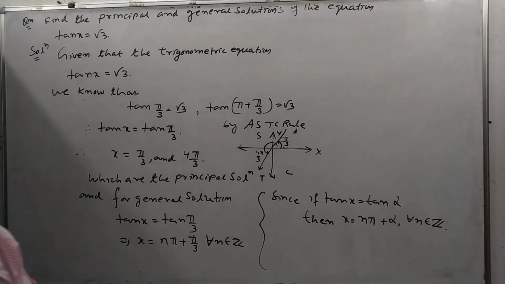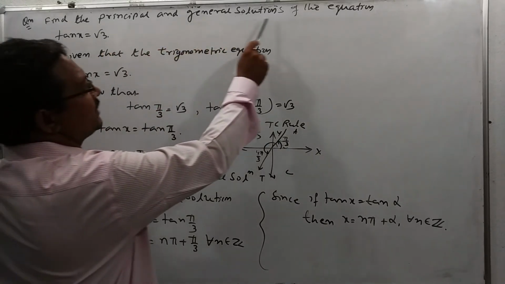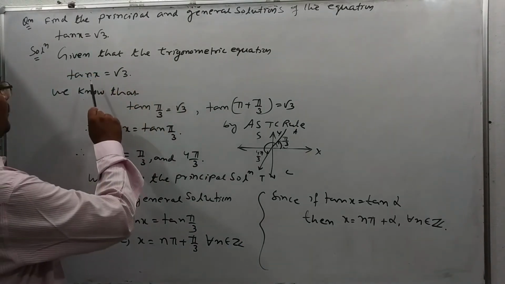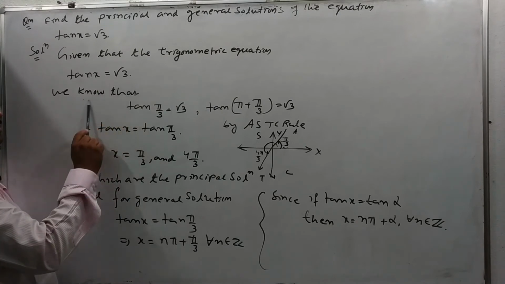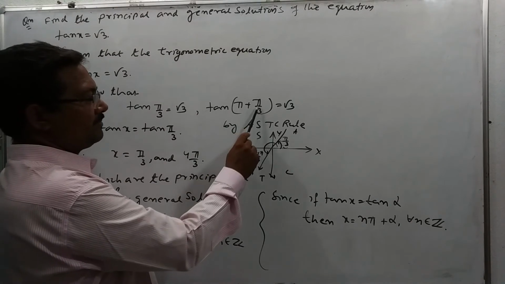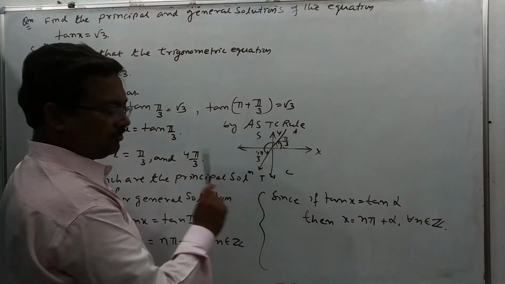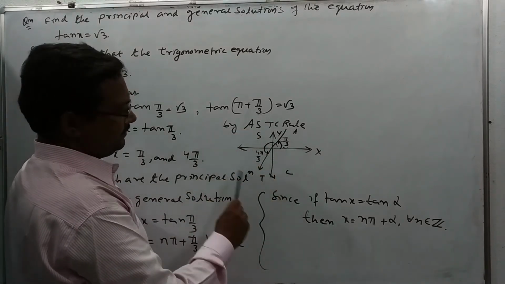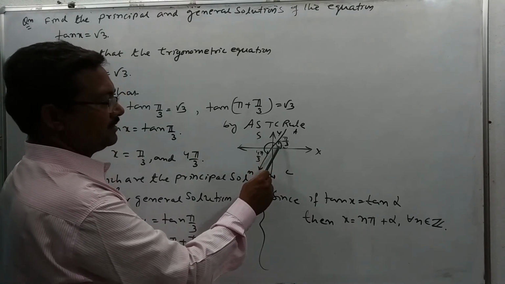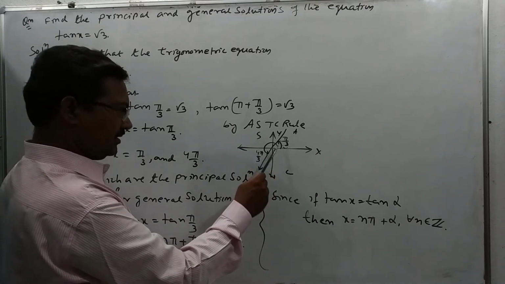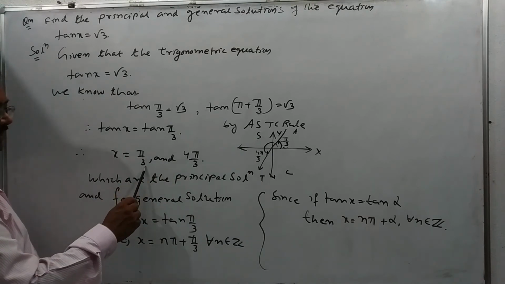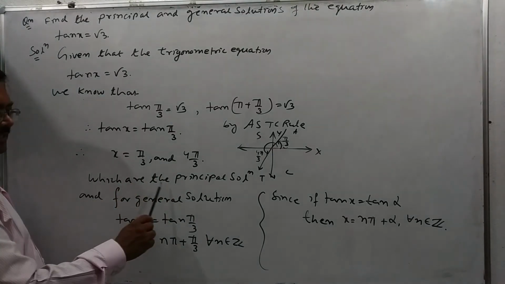Now come to another example. Find the principal and general solution of the equation tan x equal to root 3. Given that the trigonometric equation is tan x equal to root 3, we know that tan pi by 3 equal to root 3, and tan of pi plus pi by 3 equal to root 3 by the ASTC rule. In the plane, the line constructs the angle pi by 3, and also 4 pi by 3. By the ASTC rule, x equal to pi by 3 and 4 pi by 3 are the principal solutions.